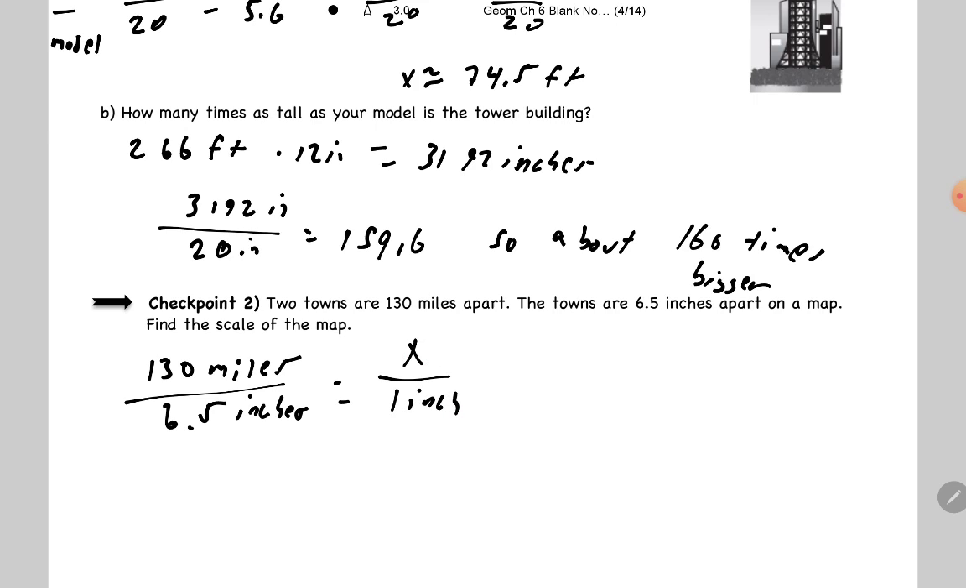Oh, what am I thinking? In this situation, we just divide by the denominator, which is 6.5. So 130 divided by 6.5 is actually 20. 20 miles per inch. That is the scale.